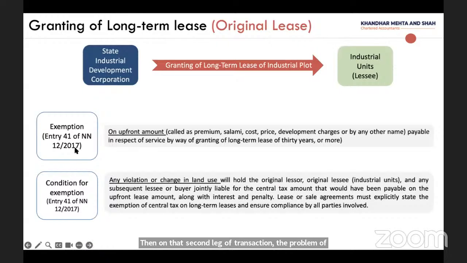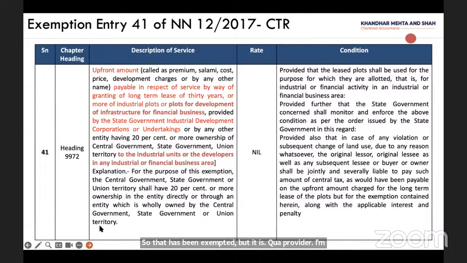So entry number 41 of notification 12/2017 grants the exemption on upfront premium, that is premium, salami, cost, development charges that are given for long-term lease of 30 years or more. So that has been exempted, but it is qua provider, qua provider means this type of service must be given by the Industrial Development Corporation.